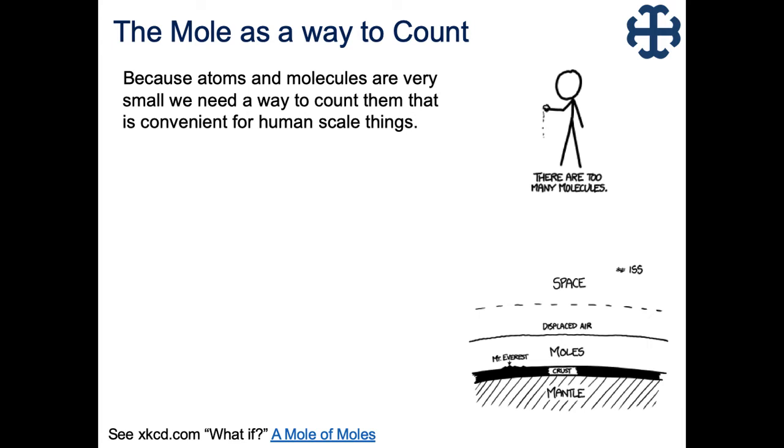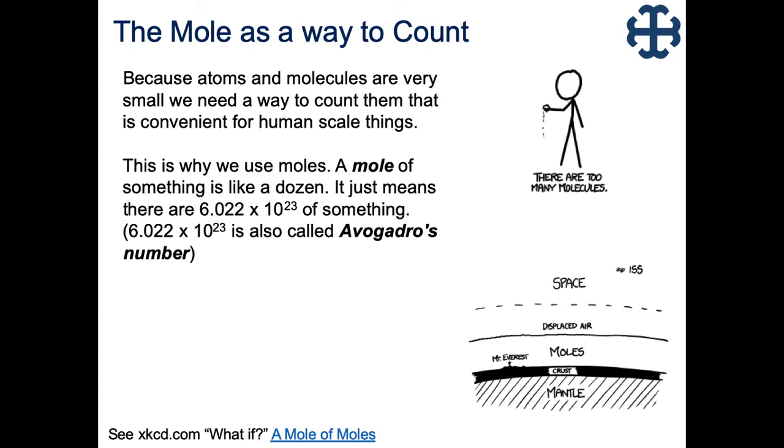Obviously atoms and molecules are very, very small. So in order to work with them at a human-sized level, we need a lot of atoms or a lot of molecules. The most convenient way we have determined to do this is to use something called a mole. A mole of something is exactly like if you have a dozen of something. If you have a dozen of something, you have 12 of them. If you have a mole of something, that just means you have 6.022 times 10 to the 23rd of something.